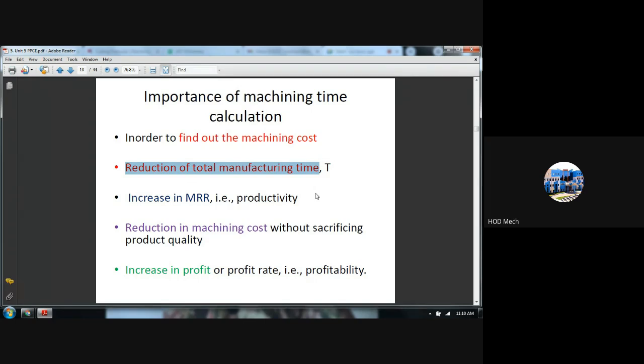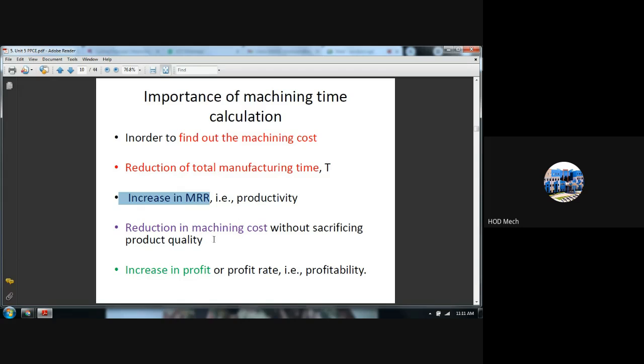So the third point is obviously related to the first two. Simple. When you are reducing the manufacturing time, what are you doing? You are increasing the productivity. Right. Now, when you decrease the manufacturing time, you are increasing the MRR. MRR is nothing but material removal rate.